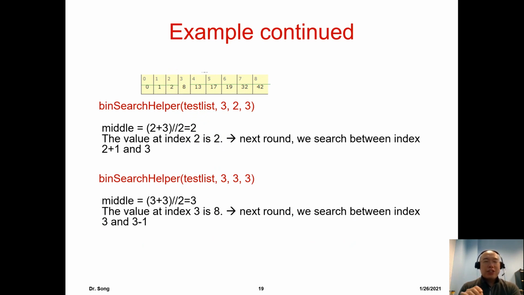On the search space from index 3 to index 3, now we have index 3 as the middle index, and the middle value on the middle index is 8. So 8 is greater than the 3. So what do we do? We have to search in an invalid search space now, because now the lower bound is 3 and the upper bound is 2. That is an invalid search space, and if the search space is invalid, we are going to return false. This means there's no such value.